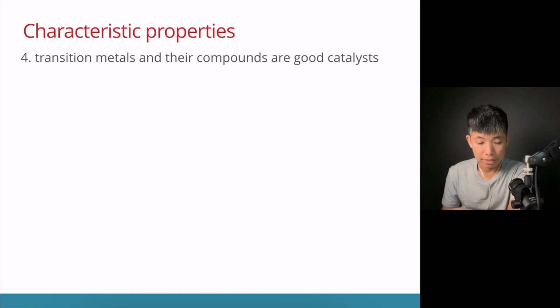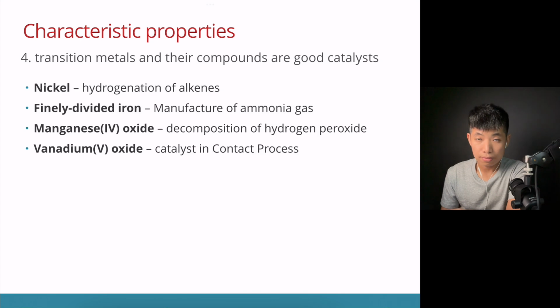Finally, another characteristic property of transition metals is that they are good catalysts. This is transition metals and their compounds, so both of them. I'll share with you some examples. We'll probably encounter some of this when we go through some of the topics in our syllabus. First will be nickel. Nickel metal is used in the hydrogenation of alkenes. This is when we'll cover this in organic chemistry.